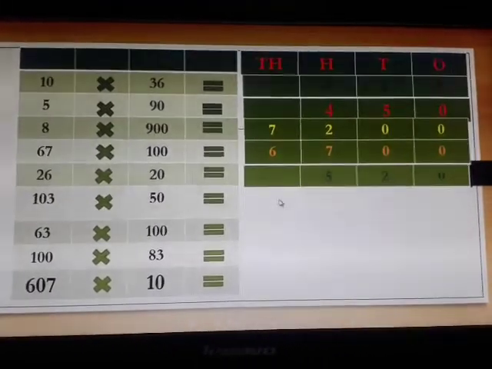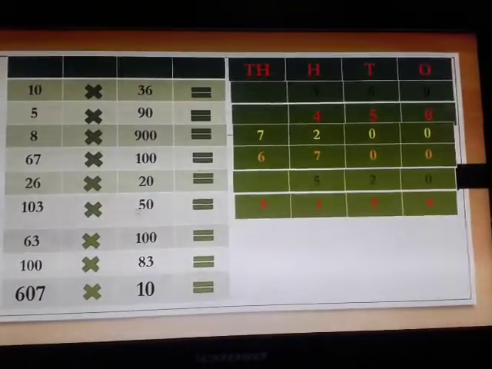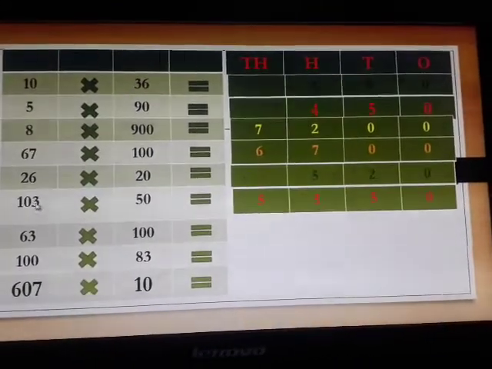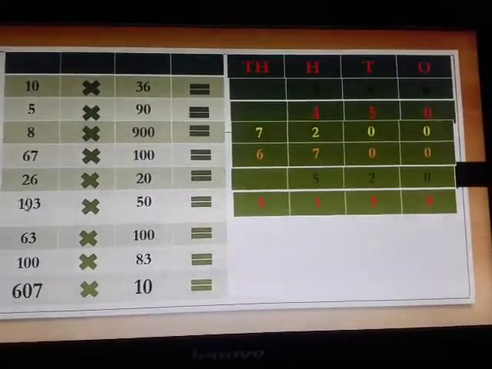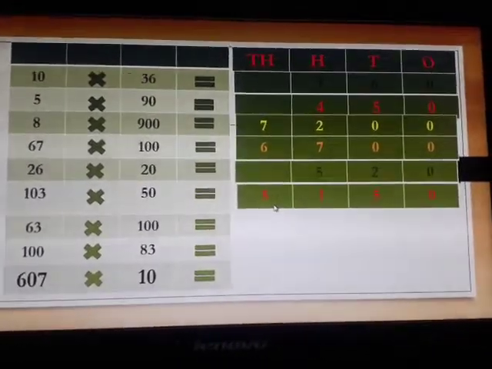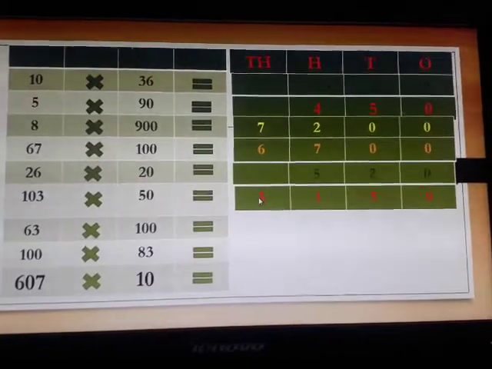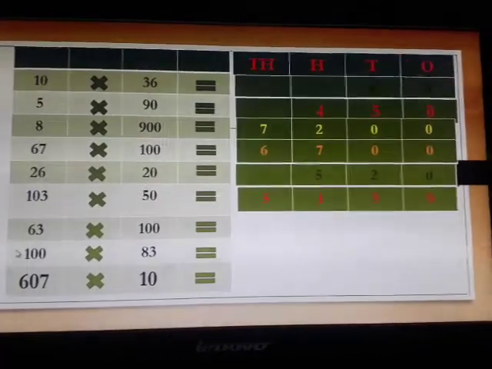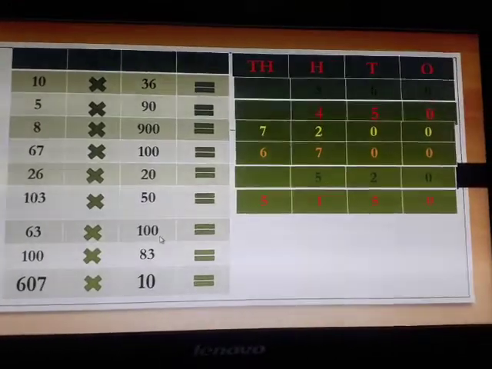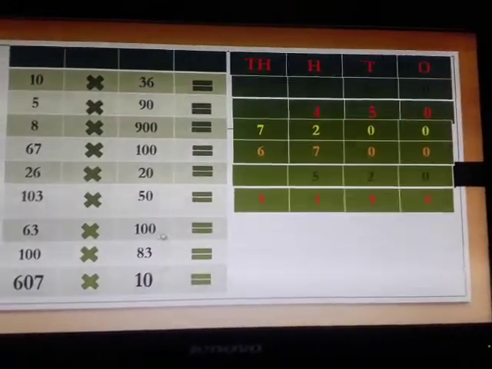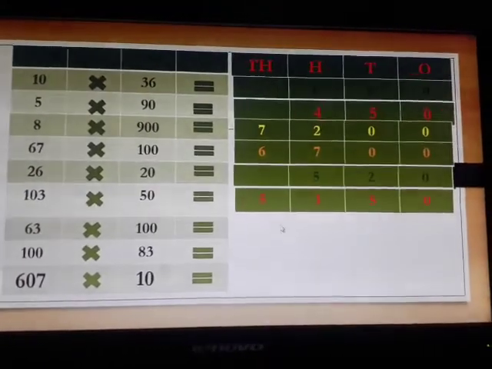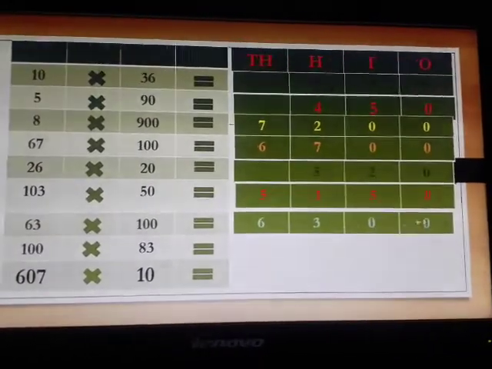103 multiplied by 5. Okay, means 5 3s are 15, carry 1, 5 multiplied by 0 is 0, and plus 1, 1, and 5 1s are 5. So this way my answer will be 5150. Now 63 multiplied by 100 means these 2 zeros you can write at ones and tens position, and 63 ones are 63. You can write like this.